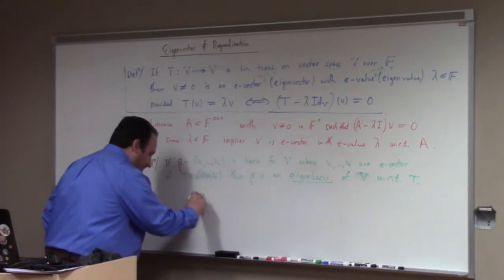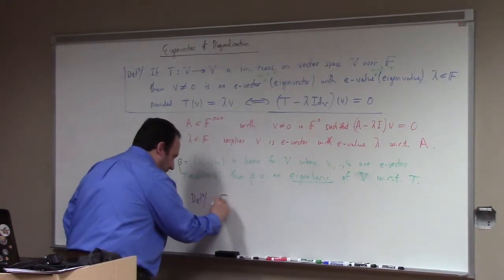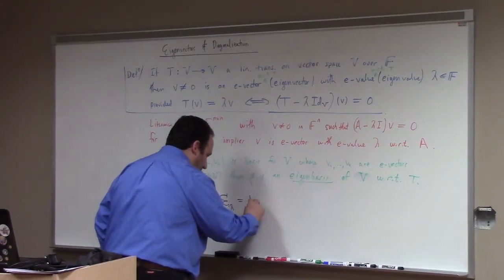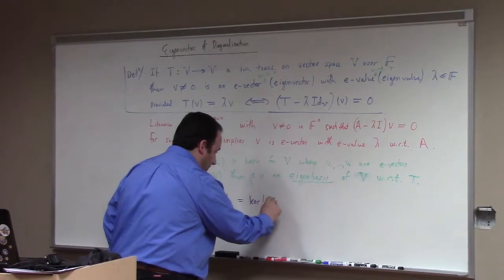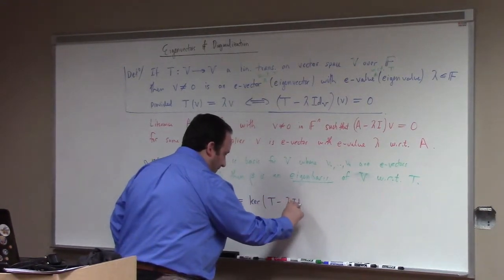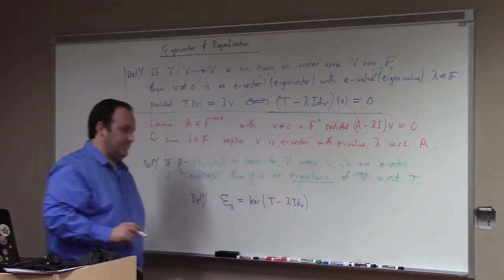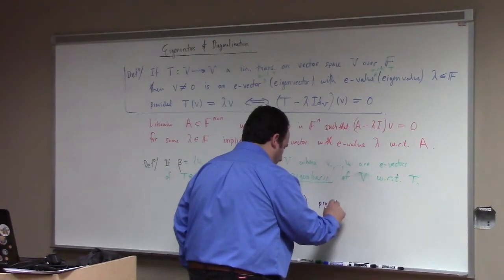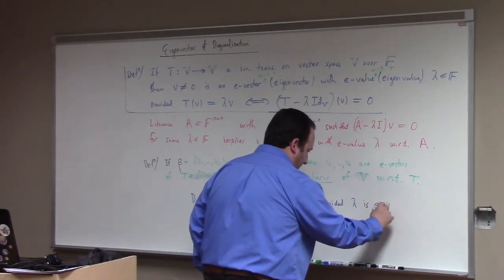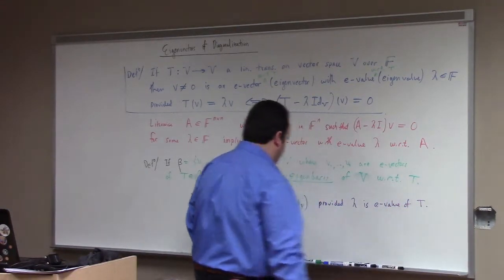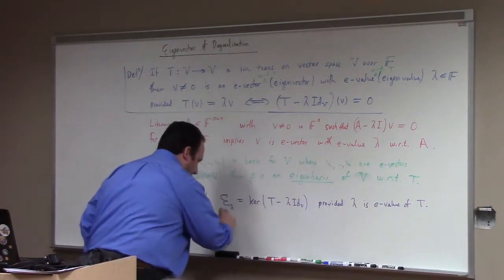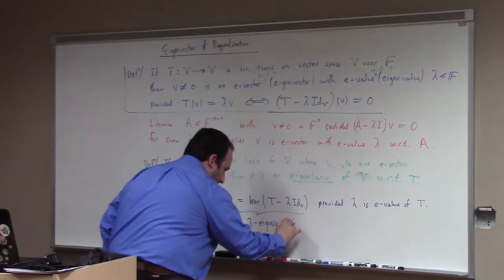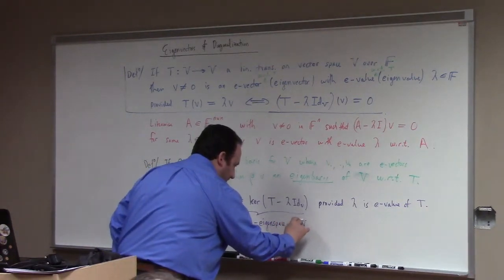Finally, we'll use the following notation. We'll say E sub lambda is equal to the kernel of T minus lambda times the identity on V, provided lambda is an eigenvalue of T. So this is the so-called lambda eigenspace of V.